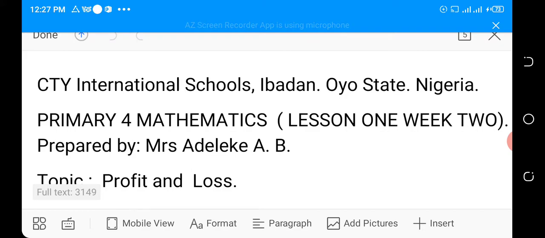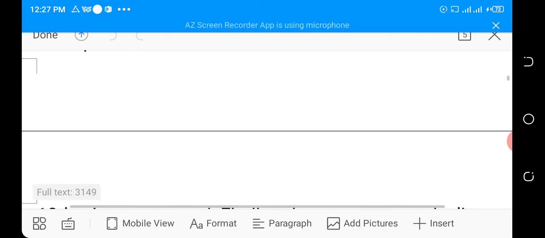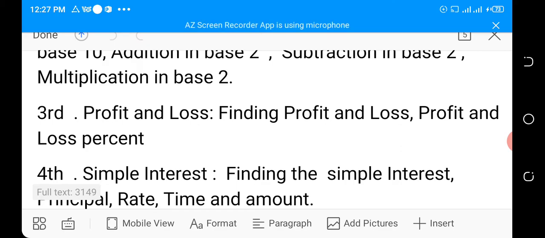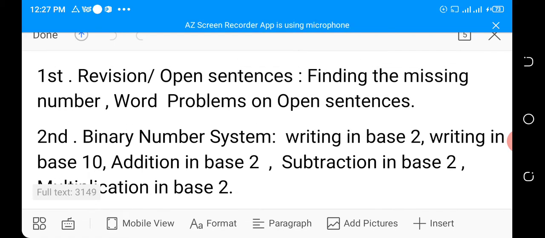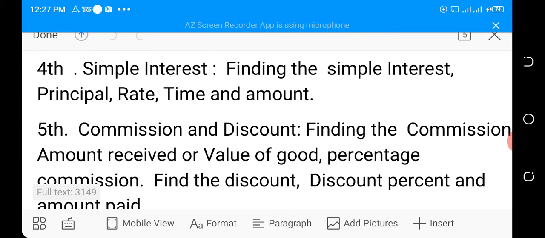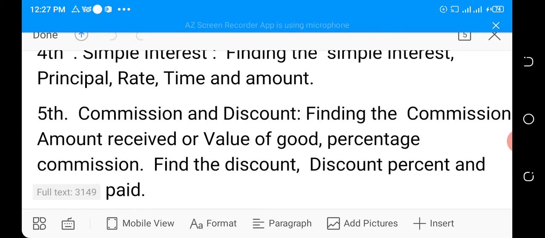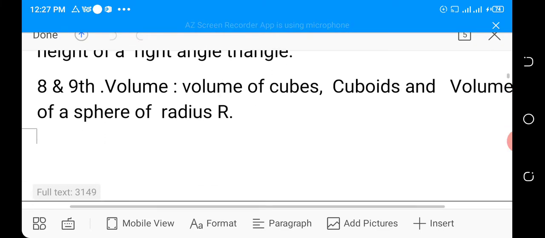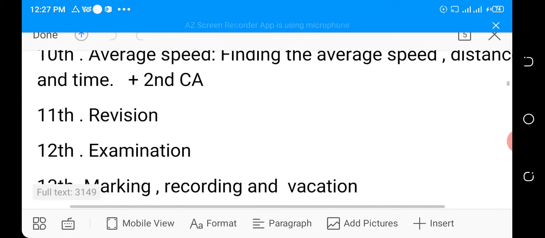Last week, we were able to outline the scheme of work for third term 2019-2020 session, and we said for first week we are having open sentences followed by binary number system, profit and loss, simple interest, commission and discount, perimeter and circumference, area of rectangle, triangle, volume, average speed.